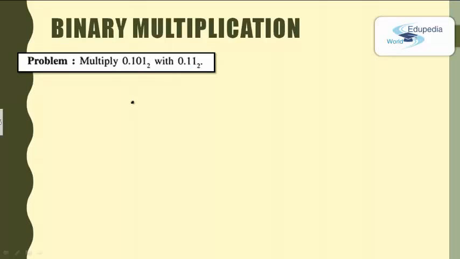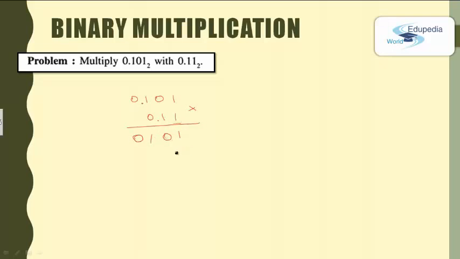The multiplicand is 0101 and the binary point is in here. The multiplier is 011 and the binary point is in here. Now we have to multiply these two numbers. We start from this bit. 1 multiplied by 1 is 1, 1 multiplied by 0 is 0, 1 multiplied by 1 is 1, and 1 multiplied by 0 is 0.